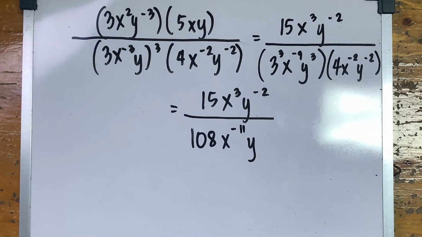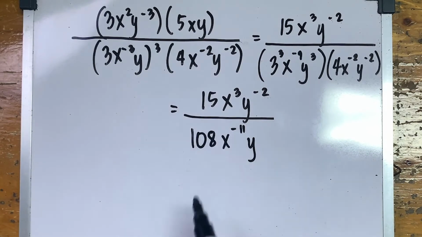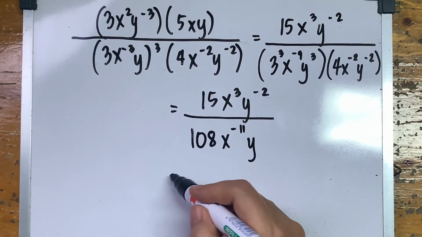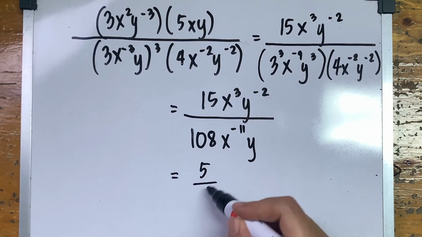Okay, so we'll work on the numerical coefficient first. So 15 over 108, we'll just have to reduce that. So we divide each one by 3. We'll have 5 over 36.